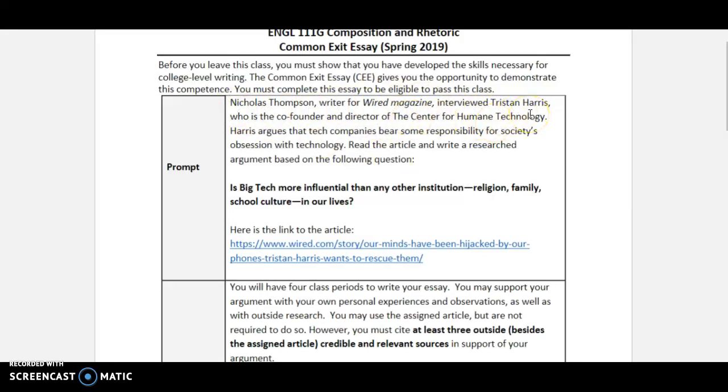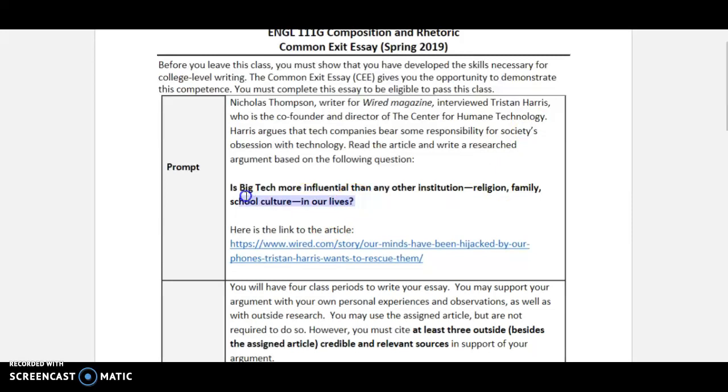So that's important: whenever you're going to refer to the article, make sure that you keep track of who was the author and who is the person being interviewed, who is the founder and director of the Center for Humane Technology. Harris argues that tech companies bear some responsibility for society's obsession with technology. Read the article and write a research argument based on the following question.